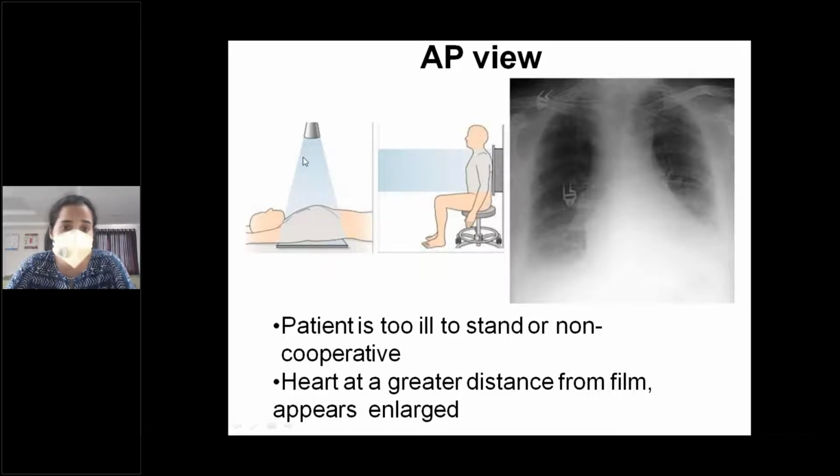This is the radiographic film, where the image is captured. This is also known as a cassette. The patient is asked to place his arms or hands above the level of the head, and if the patient is able to sit, this is the way you do an anteroposterior radiograph.